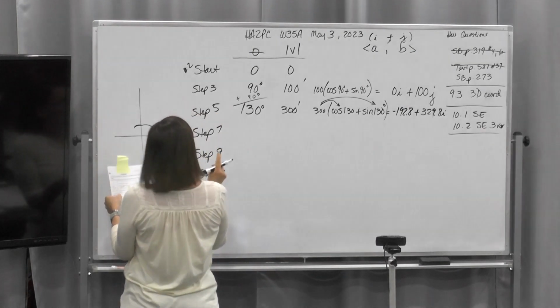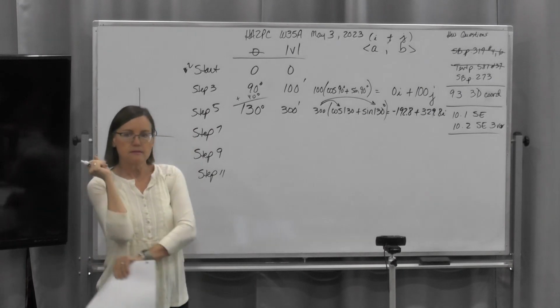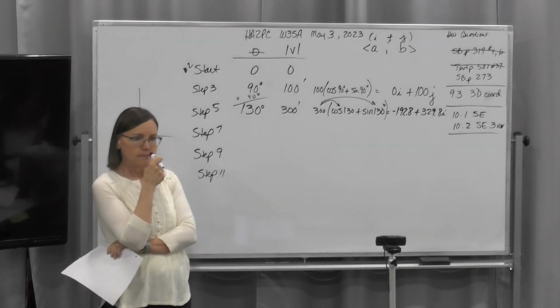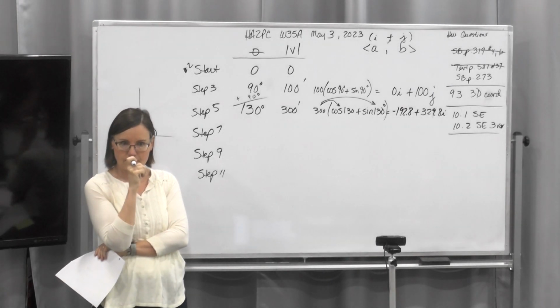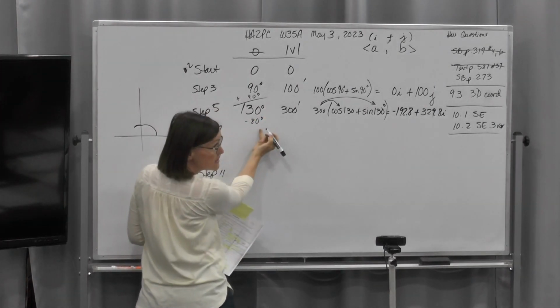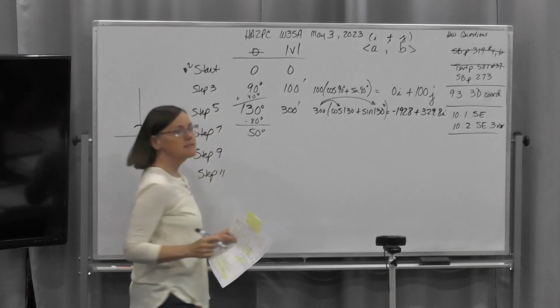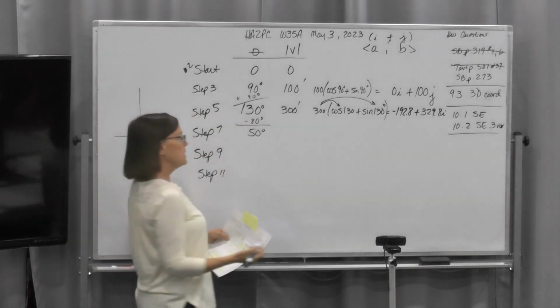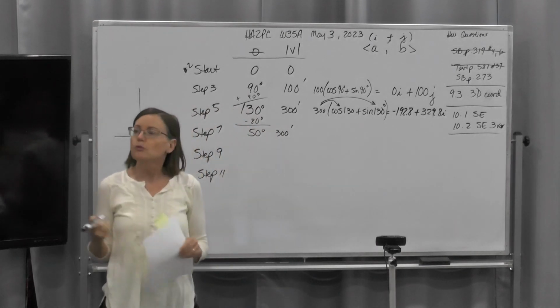It says in step 6, turn 80 degrees clockwise. That's the other way. So what is theta now? 50. Because I'm going in the opposite direction, I'm reversing some of my turn. Theta is now 50 degrees. And how far am I going? Another 300 feet.